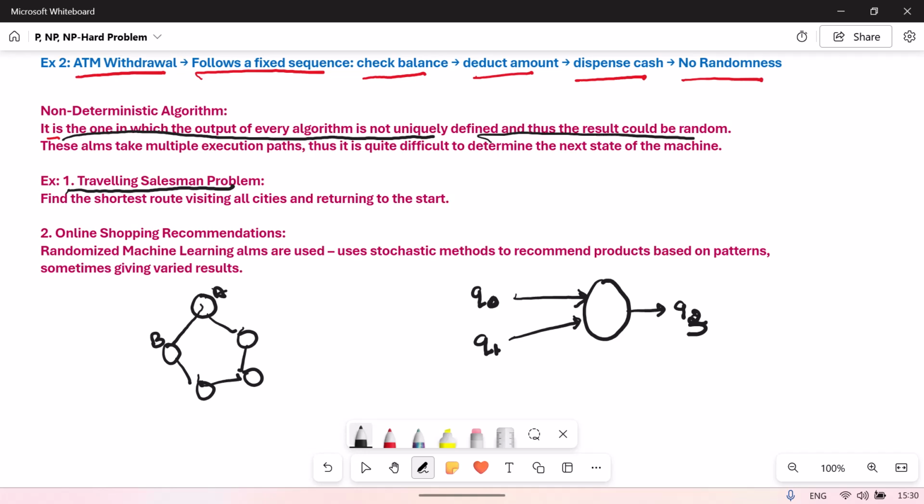Similarly, online shopping recommendation. You have browsed for shoes. Next time it is going to show you some set of shoes related to the ones that you have seen. But next time, again, it will show you a recommendation, but a different set of shoes. Your input was the same shoe, but every time it is not going to show you the same shoe. It will show you a different set of shoes. So this one is called a non-deterministic algorithm.